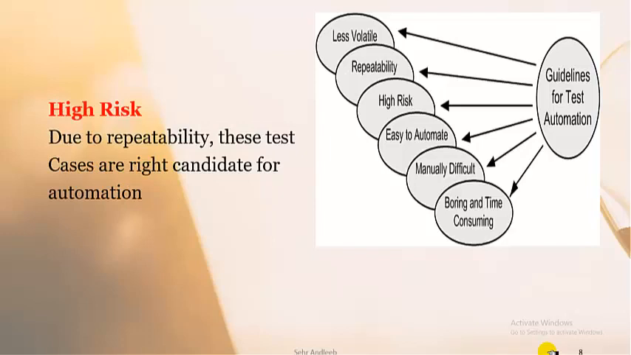Then there is another factor, that is high risk. Basically your certain code is at high risk, because if you want to modify it or make a change in it, obviously you should run the test cases to check whether there is any mistake or not. Those test cases that check the risky elements are high risk test cases. They are run again and again to identify those errors, right? Due to this repeatability and this nature of running the test case again and again, these test cases are the right candidates for automation.